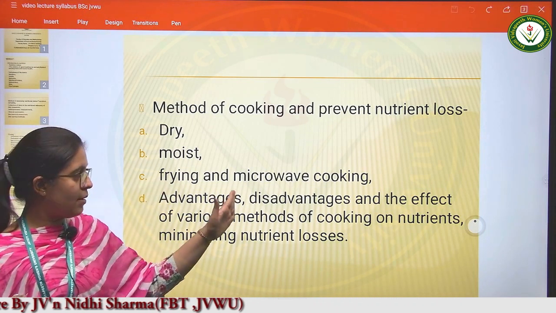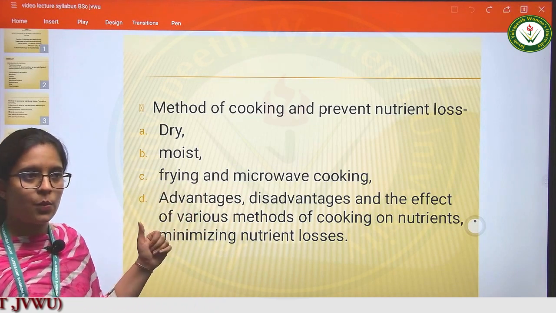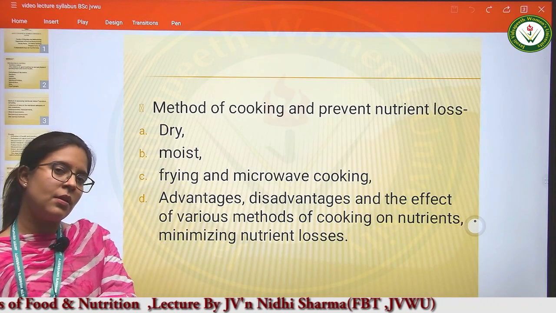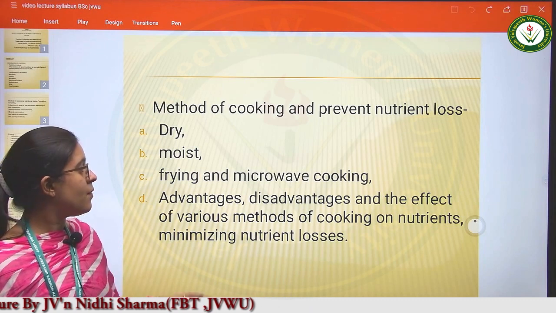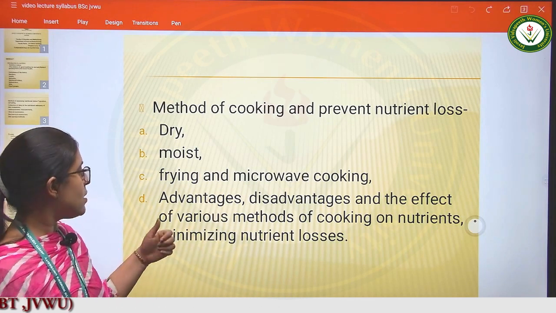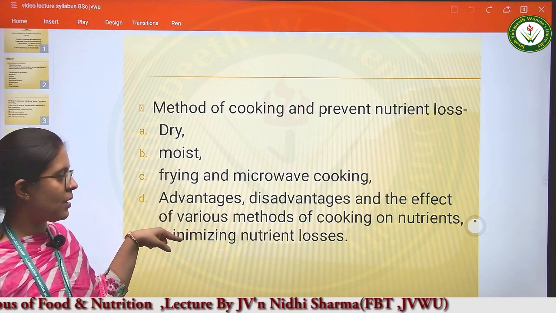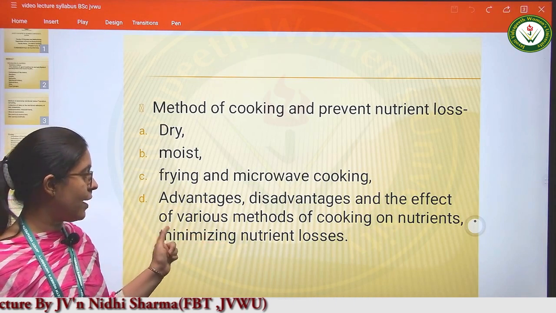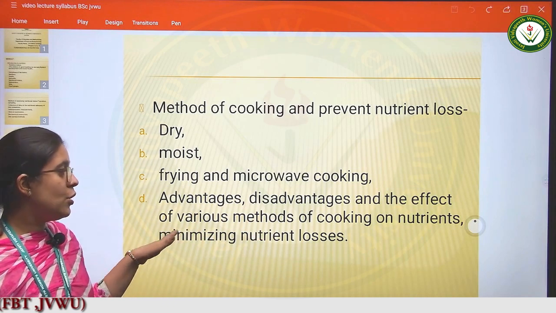Then frying and microwave cooking. Frying is a different category as we are using oil in a larger amount. It is not similar to saute or simple roasting. Then microwave cooking we use for bakery products. So what topics will we cover? The advantages, the disadvantages and effects of various methods of cooking on the nutrients.